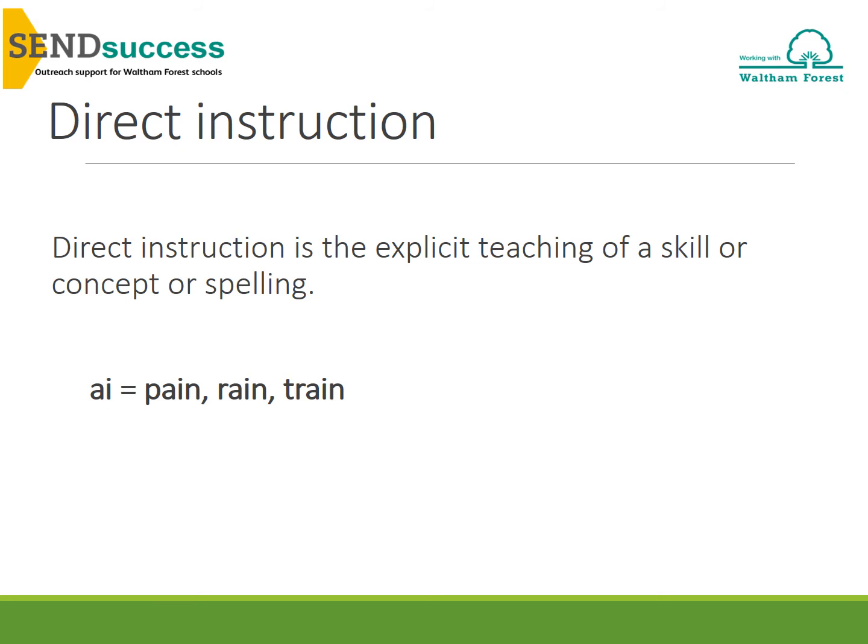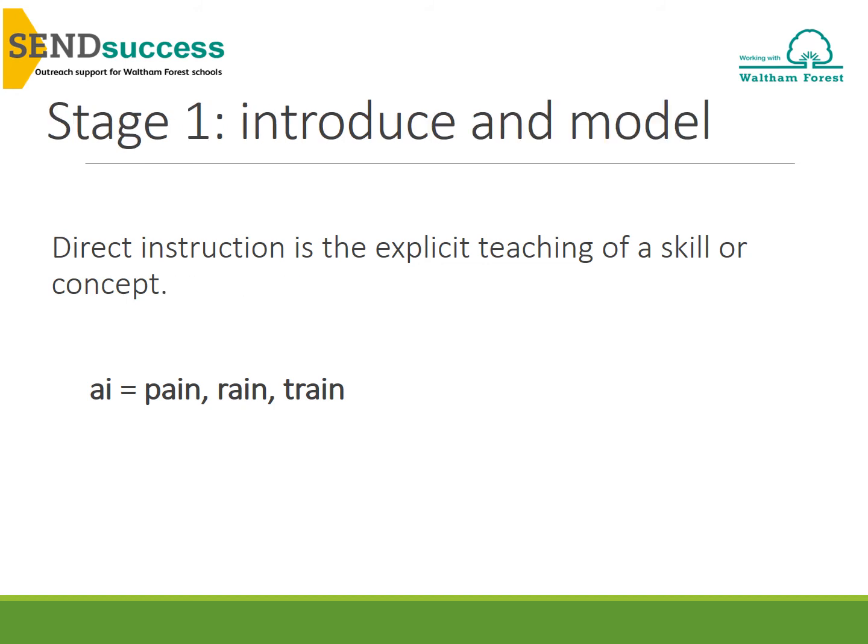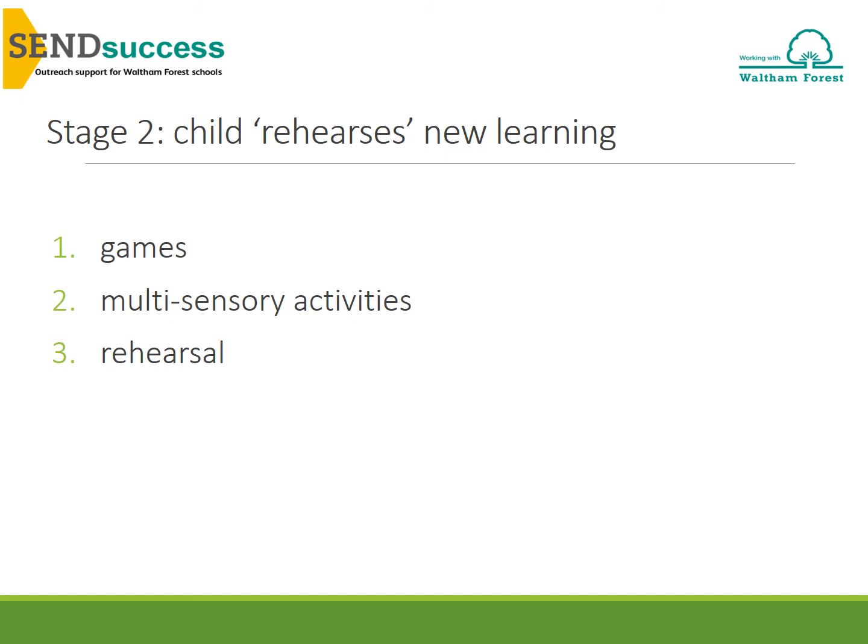So, for example, I've identified that I need to teach the child the vowel digraph A. So, I would introduce that to the child first of all. The first stage is introducing and modelling. So I would introduce the vowel digraph, write it out, show the child examples, and so this is me explicitly teaching the new learning to the child. The next stage is that the child practices and rehearses this new concept that they're being taught.